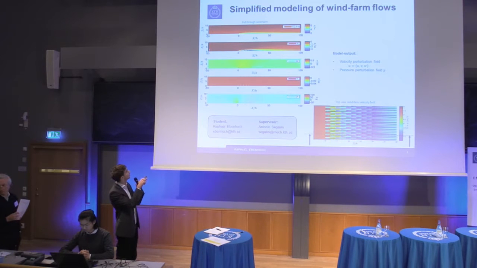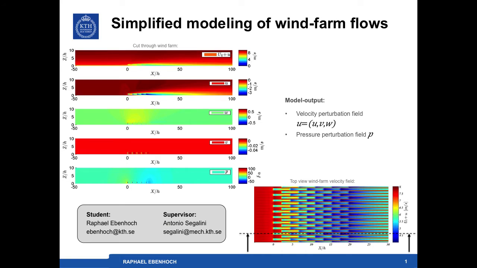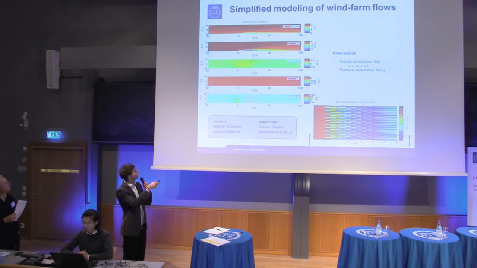You can see the flow comes from this direction and then gets decelerated along the wind farm due to the fact that the wind turbines extract kinetic energy from the inflow. At the last turbine, there's an energy loss due to the wake effect.